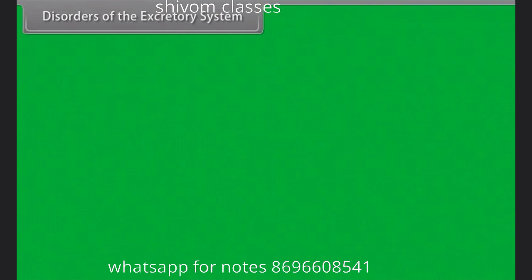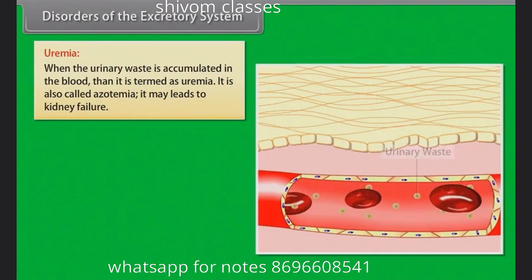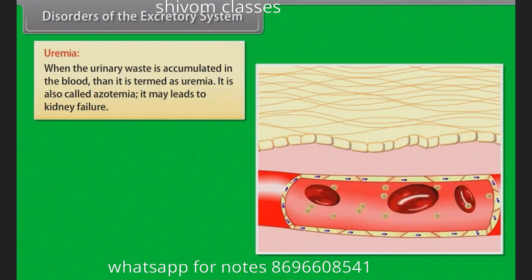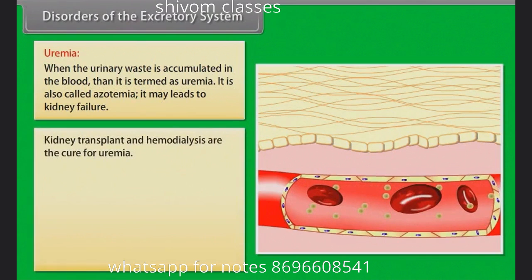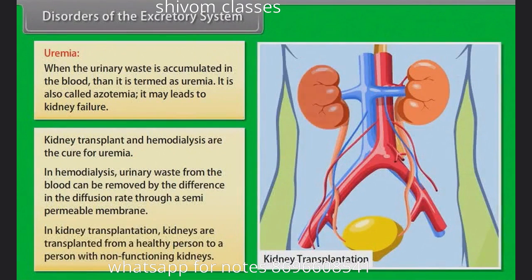Disorders of the excretory system. Uremia. When the urinary waste is accumulated in the blood, then it is termed as uremia. It is also called azotemia. It may lead to kidney failure. Kidney transplant and hemodialysis are the cure for uremia. In hemodialysis, urinary waste from the blood can be removed by the difference in the diffusion rate through a semi-permeable membrane. In kidney transplantation, kidneys are transplanted from a healthy person to a person with non-functioning kidneys.